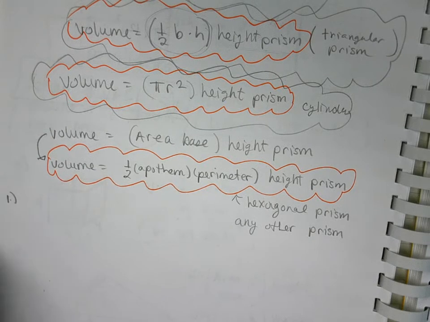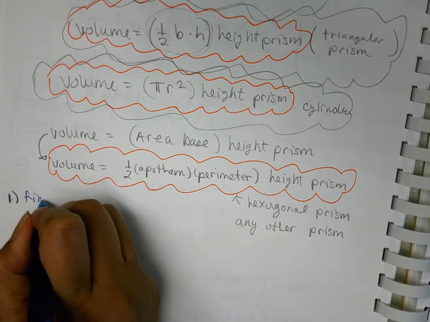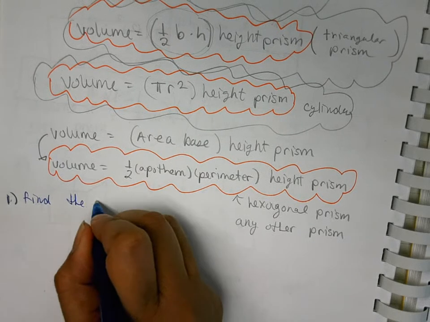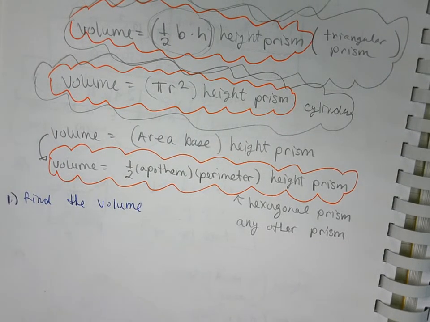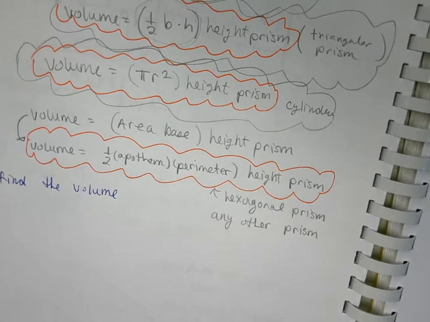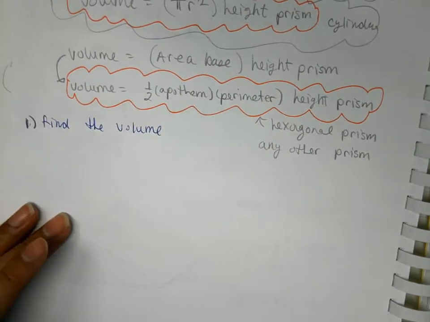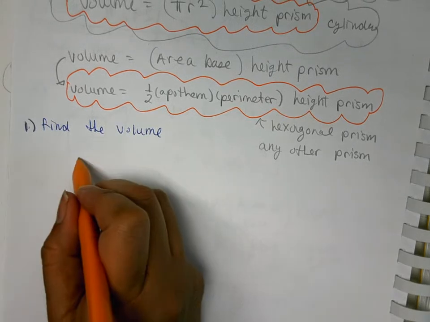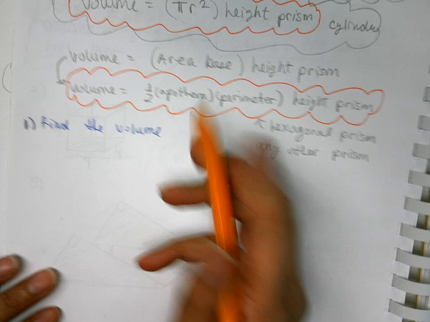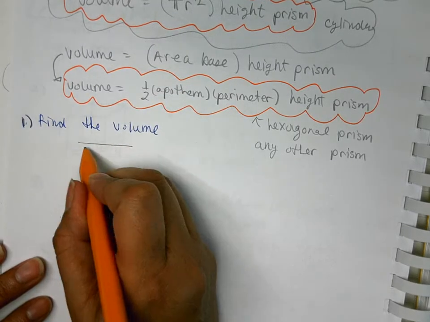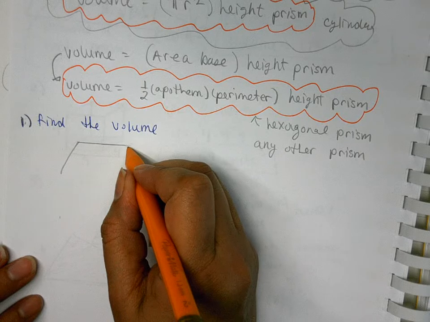All right, we're gonna do our best on this one. Number one. Find the volume. Okay, what you're going to draw is a hexagon. And if you're not drawing with me, it's going to get a bit confusing.